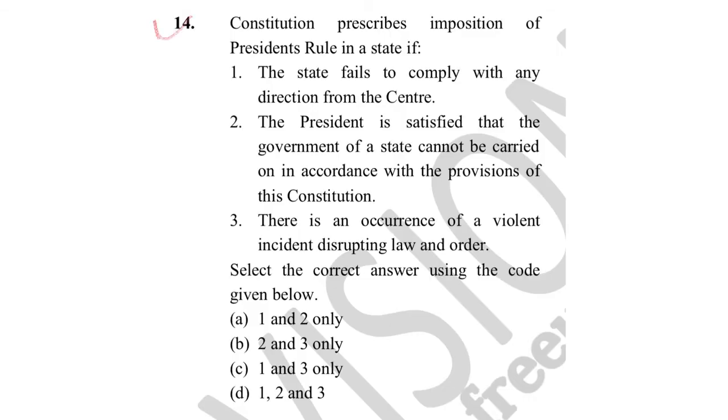Question number 14. Constitution prescribes imposition of president rule in a state if the state fails to comply with any direction from the center, yes, under Article 356. The president is satisfied that the government of a state cannot be carried in accordance with the provisions of this constitution, yes, under Article 365. There is an occurrence of a violent incident disrupting law and order. No such thing is mentioned in president rule. So this will be incorrect and 1 and 2 only will be the answer, A.